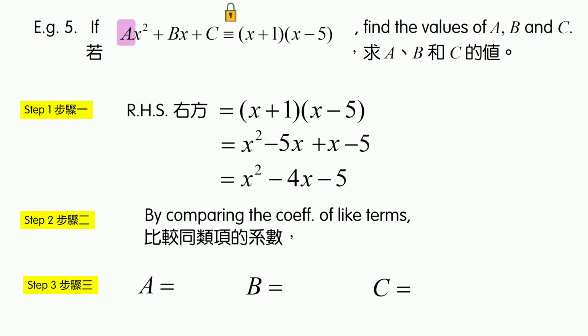a is the coefficient of x squared. On the right-hand side, we can see x squared. We know that there's a hidden 1 here. Therefore, a equals 1. For b, b is the coefficient of x. On the right-hand side, negative 4 is the coefficient of x. So b equals negative 4. c is a constant term. On the right-hand side, the constant term is negative 5, so c is negative 5.